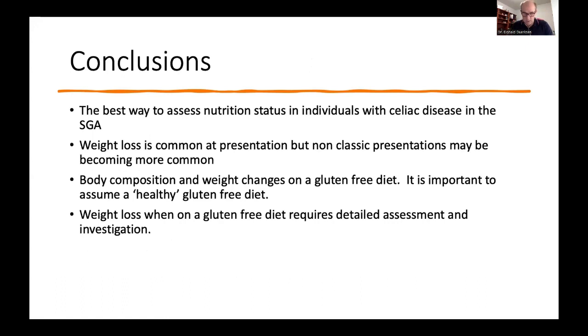So I just want to summarize by saying that the best way to assess someone's nutritional status in celiac disease is with subjective global assessment, which looks at weight loss and changes in muscle mass. We see it commonly at presentation of celiac disease, but I think probably non-classic presentations are becoming more common. Hopefully we're getting better at recognizing them. Body composition, weight changes, and weight change on a gluten-free diet. And it's important that we assume a healthy gluten-free diet. And if weight loss does happen, it does require a detailed assessment and investigation.